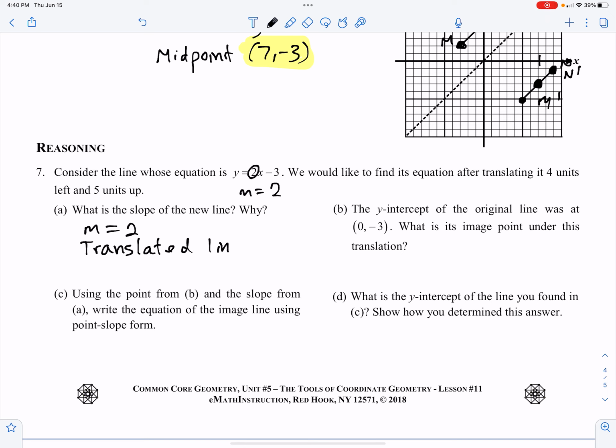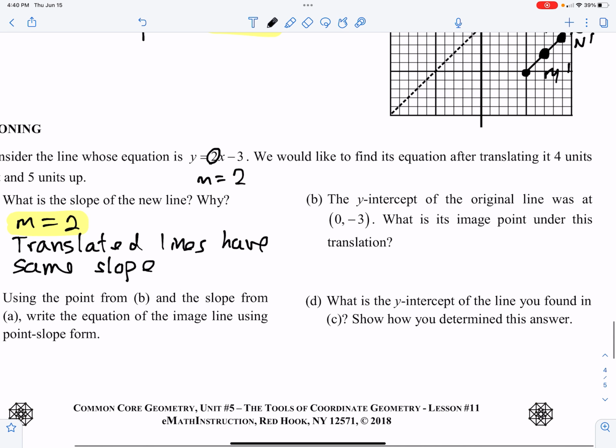Translated lines have the same slope. They're just moved around a little bit, that's all. Slope's going to be the same. Okay, now the y-intercept of the original line was 0, -3. What is the image point under this translation? So what does it become?